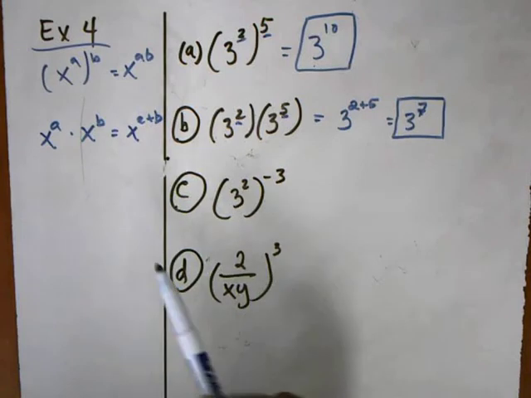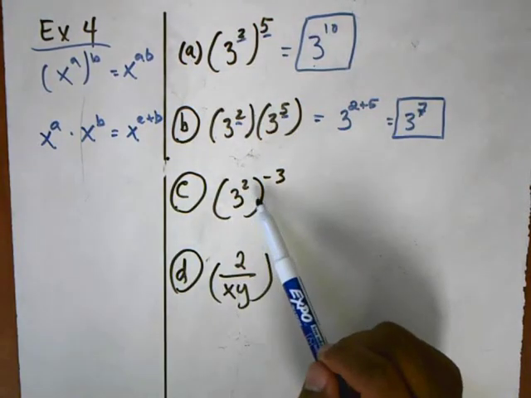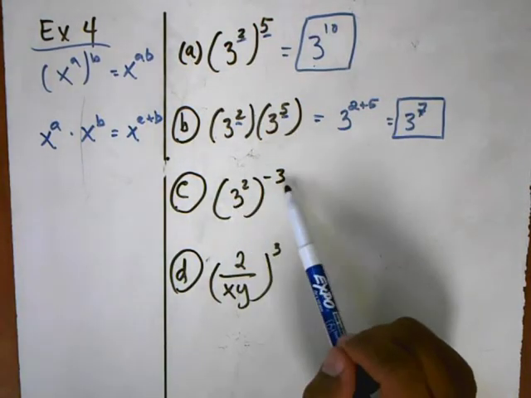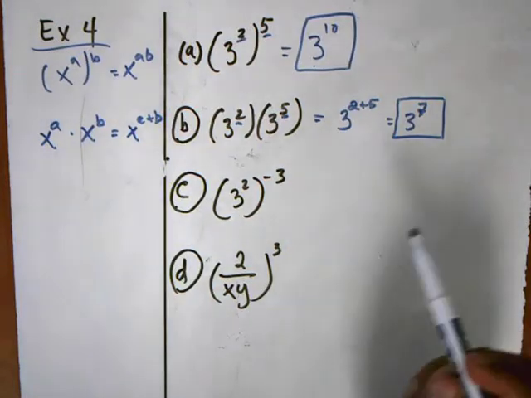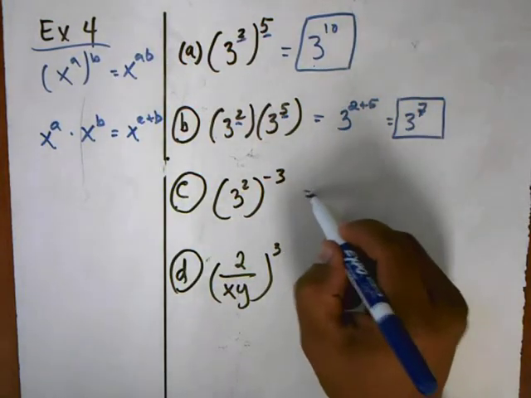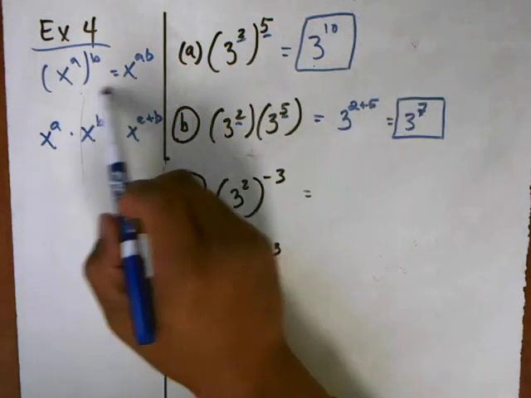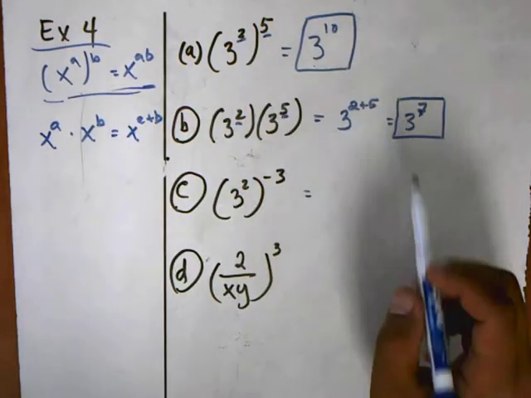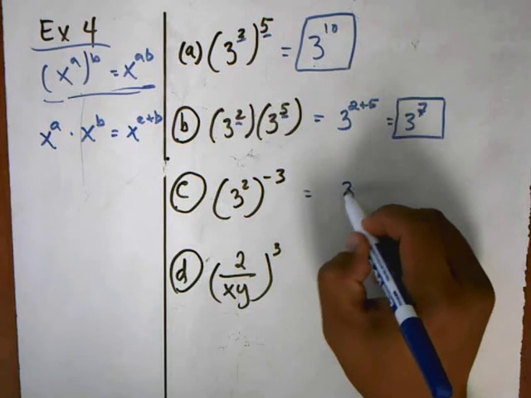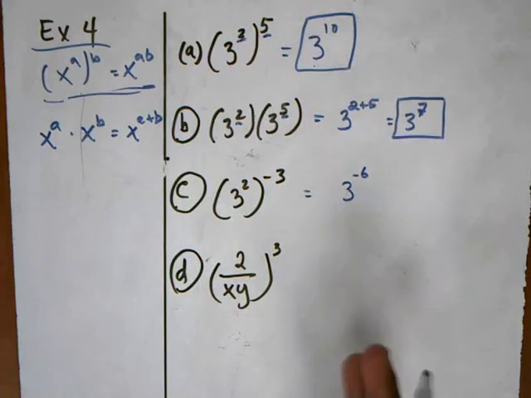Now here we have an example that's combining several things. We have an exponent raised to another exponent, but not only that, it's a negative exponent. So first thing I'm going to do is apply the first rule that we just used for part A, and this is going to become 3 to the negative 6th. Now we can leave this like this, but this is not really standard form.